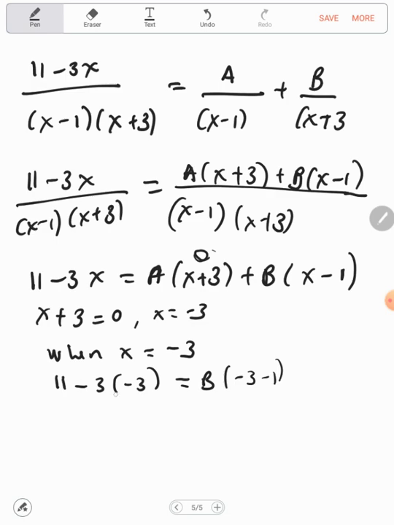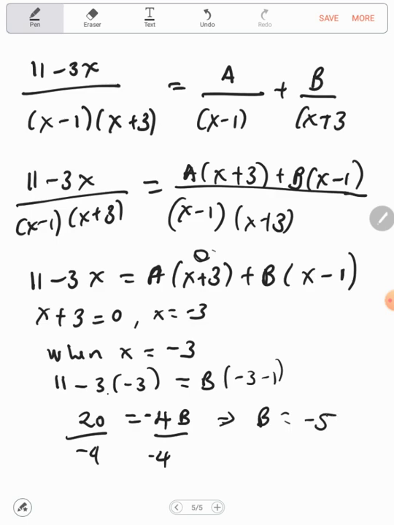So this is 3 multiplied by 3, 9. So you have a plus there. 11 plus 9 gives you 20 is equal to minus 3 minus 1, that is minus 4. Actually it's minus 4B. When you divide by minus 4, you have B equal to minus 5.